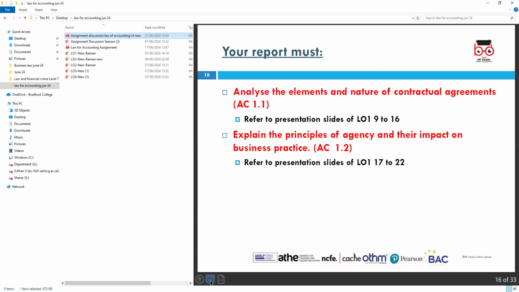Now 16, yes. So you need to analyze the elements and nature of contractual agreements, AC 1.1. And here, these are the pass elements.